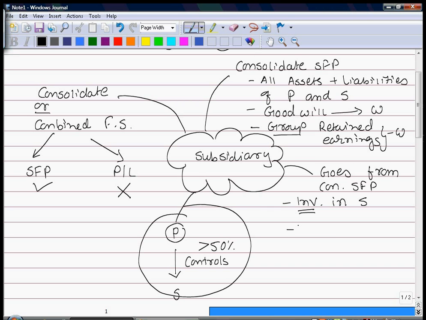You should not include the subsidiary's ordinary share capital. Okay? This was from P, in P's SFP. You will find it in P's SFP. In the same way, you will find the subsidiary's ordinary share capital in the subsidiary's financial statements, statement of financial position. You should not include it.